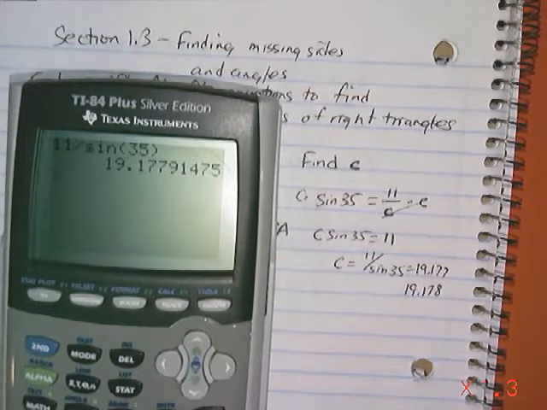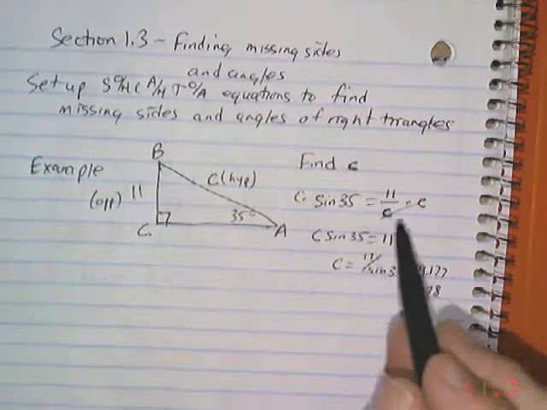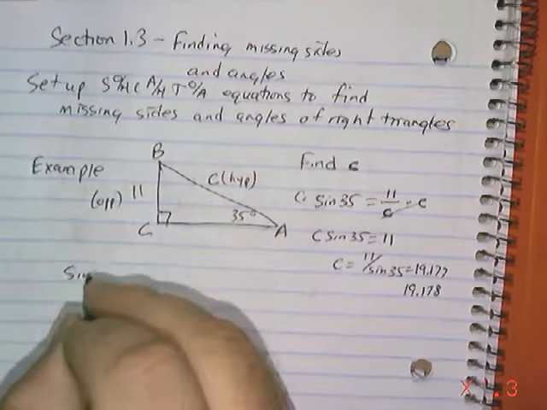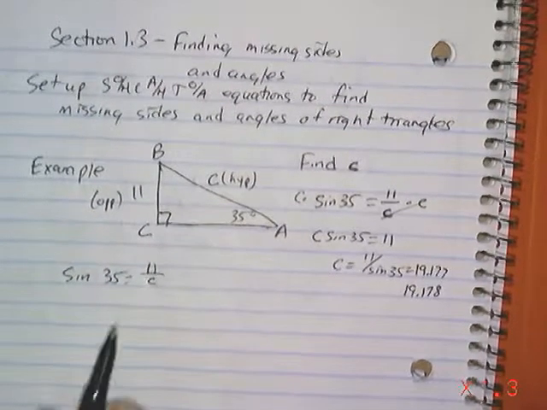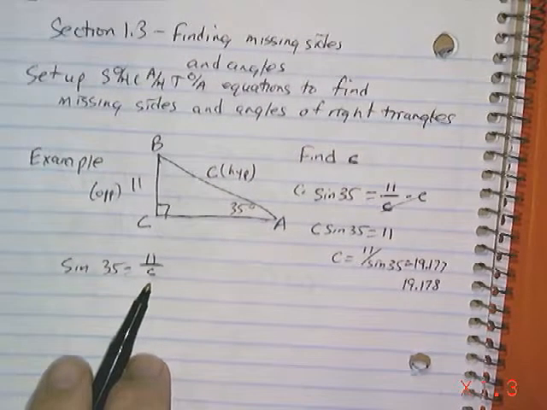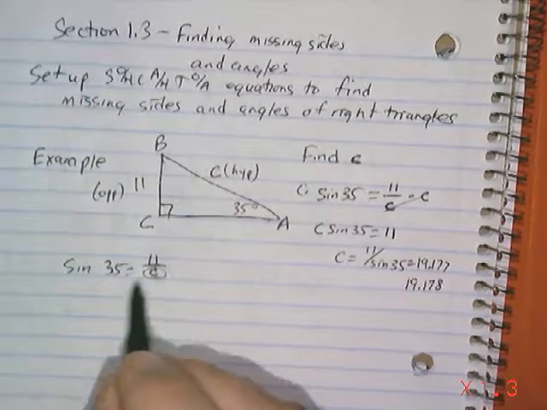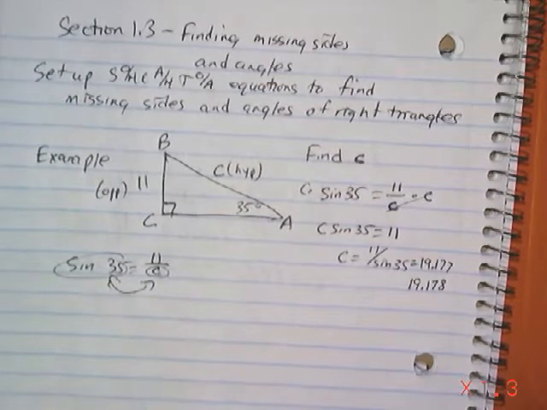So that's how we find a missing side. Let's do one more. Say I have this. Okay. This is 26.2 degrees. This is 15, and it says to find B.